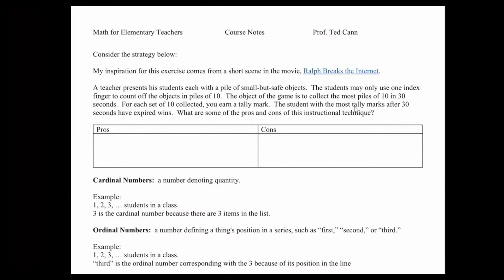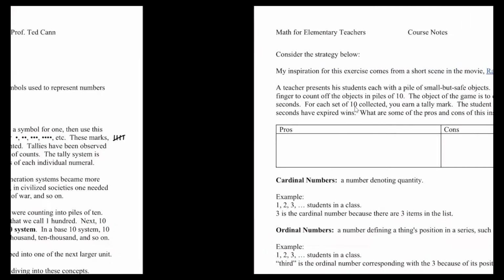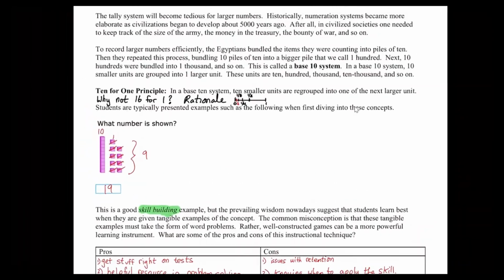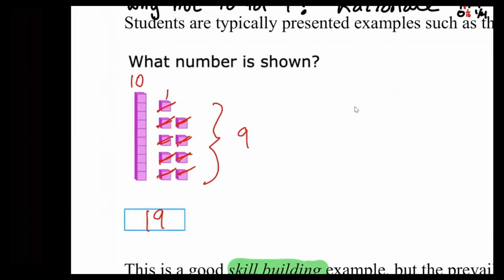You're not getting at the underlying concept. But with this activity, you will drive at the underlying concept a little bit more than you would for that previous exercise, because you're not already given the cluster of 10.